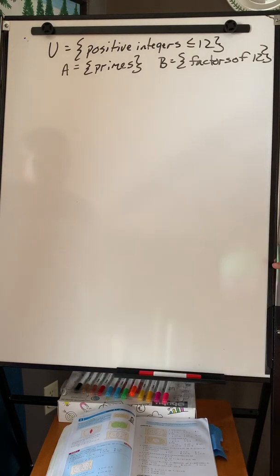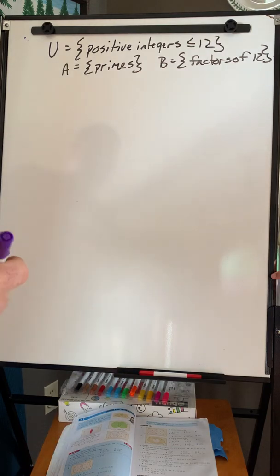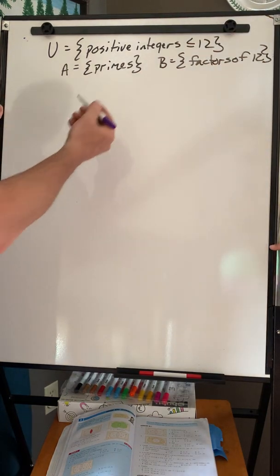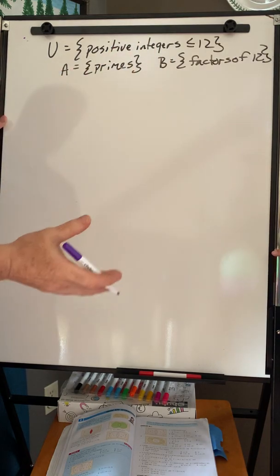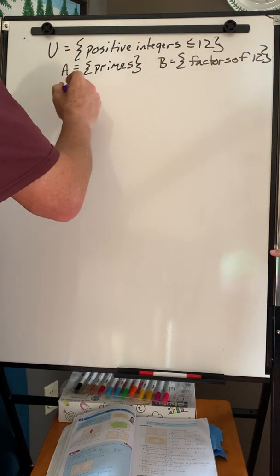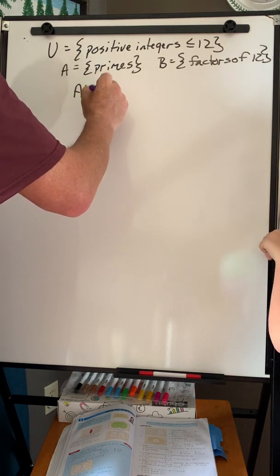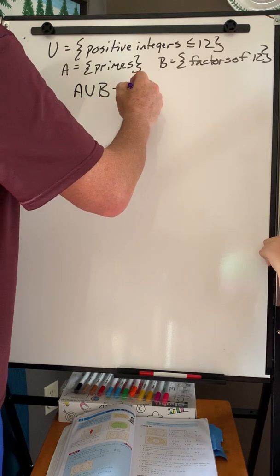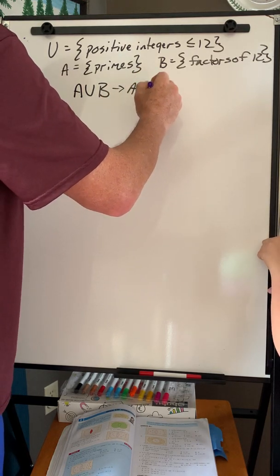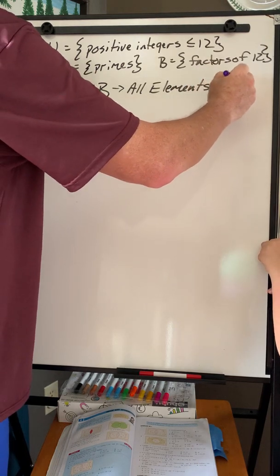So here we are, we're going to talk about section 2E, unions and intersections. So we've got our sets, A and B, and our universal set. But we're going to get into that example in a minute. We're going to talk about what a union is first. So A union B represents all elements of both sets.